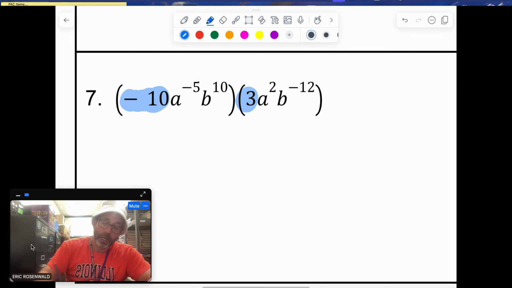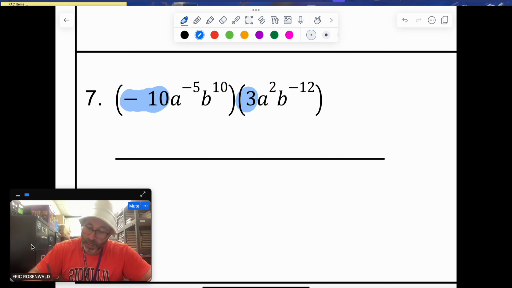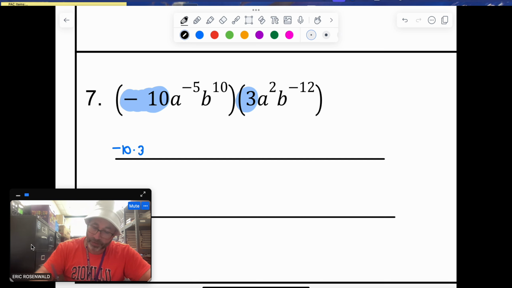Okay, so when we do that, we're going to have negative 10 and 3 will get multiplied together, and that's going to turn into a negative 30.